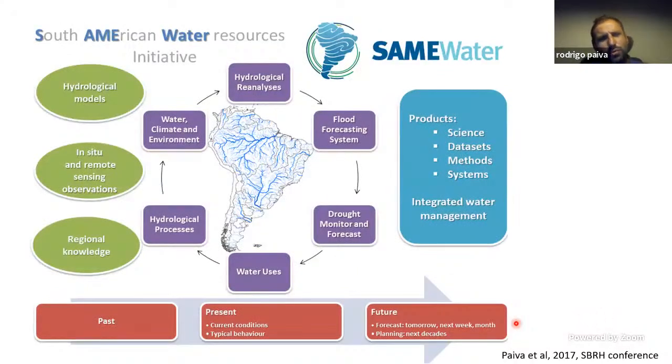From a few years ago, we decided to move from large basins to a continental scale analysis. So we started this initiative, which is the South American Water Resources Initiative. This is more like an agenda of our research group. With this initiative, we developed hydrological models and satellite observations to study the region, to create things such as hydrological analysis, flood forecast systems, understand water uses and hydrological processes, understanding past, present and future conditions, what could happen in the next week or in the next decades.